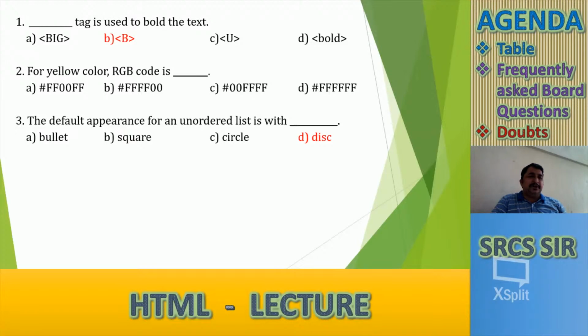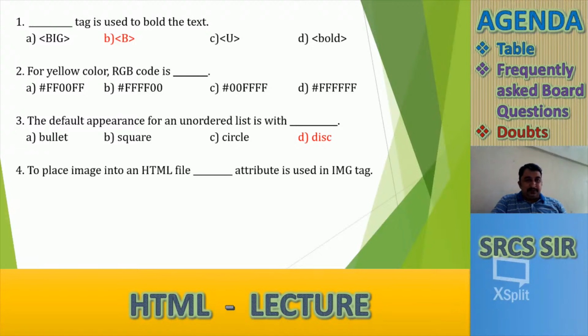Then what is the default appearance of ordered list? That's fine, fine. Yeah, number. Right, that's correct. Now we'll move on to the next question, fourth question. To place an image into an HTML tag, dash attribute is used. Just now we have discussed image tag. So in the image tag, I have used an attribute to add an image. Which attribute is that?